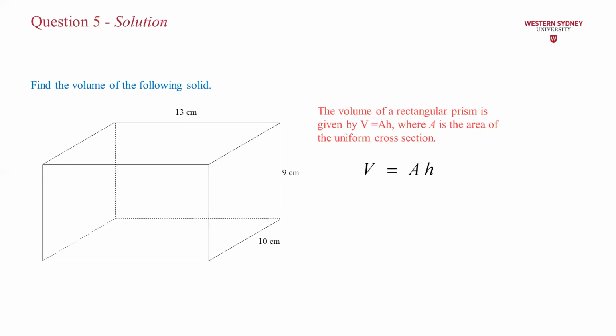So the base and the uniform cross-section are the same. That is, it's a rectangle 10 by 13. The perpendicular height then is 9. So we're going to multiply 10 by 13 for our base and multiply that by 9, the height. That gives us a volume of 1,170 centimetres cubed, or cubic centimetres.